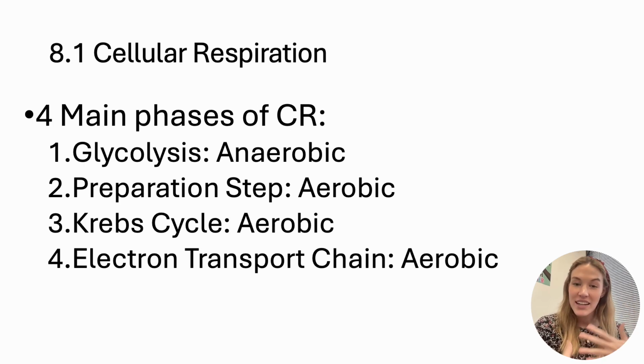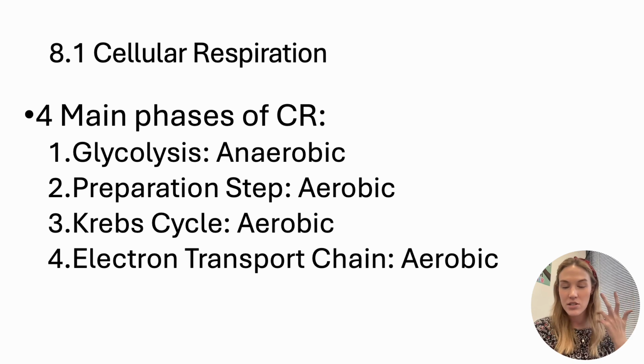So remember that cellular respiration proceeds through 4, sometimes 3 steps. I sometimes call the preparation step the linkage reaction. I kind of consider that step 1.5. And what you should notice here is that glycolysis is anaerobic. It happens in the cytoplasm. The other ones are aerobic. So that's what we're talking about for this video.